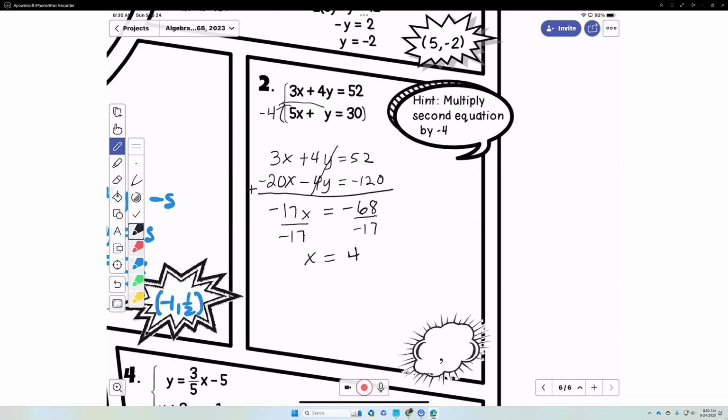So x equals 4. Now we're going to go back and we're going to substitute into the other equation. So you have 5 times x plus y equals 30. So it's actually 5 times 4. So we have 20 plus y equals 30. So you know we have to subtract 20 from both sides, so that's 10. So the answer is 4, comma 10.